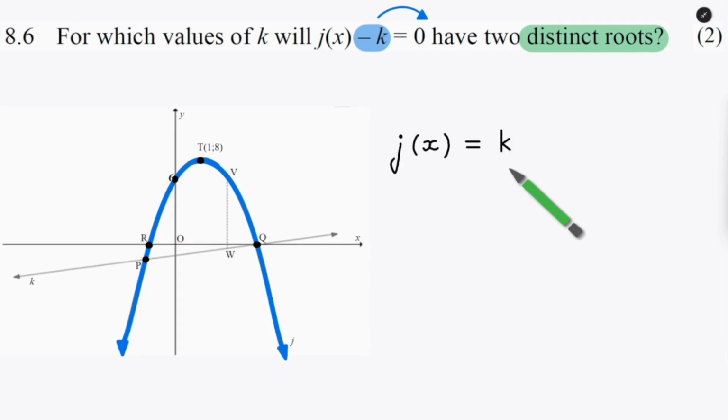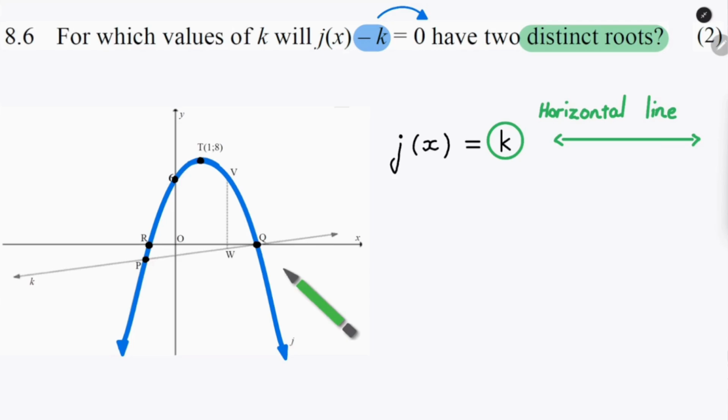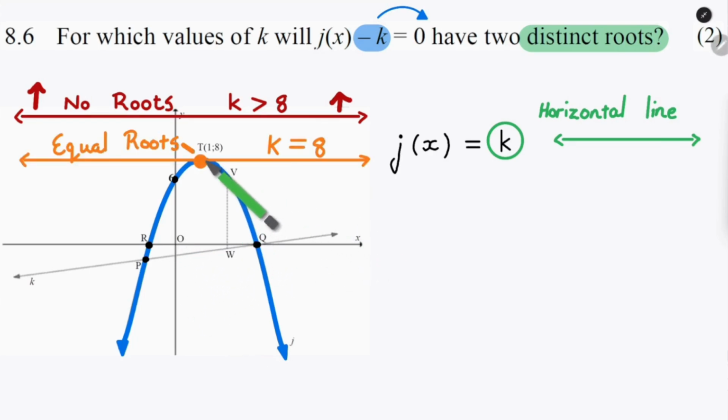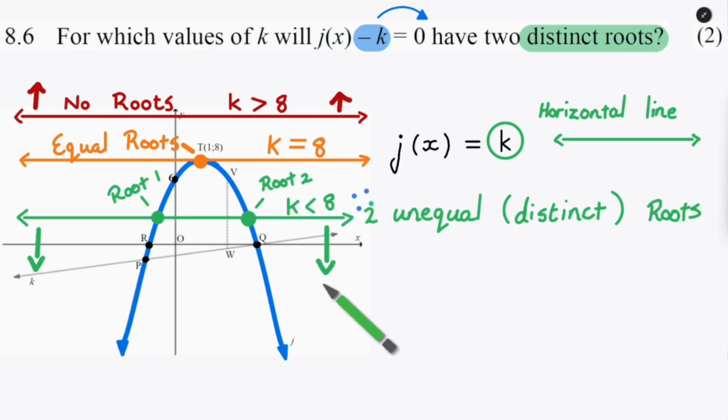Then what we have to do is kind of picture k to be a horizontal line. And I can place this horizontal line in 3 specific spots over here. So I can firstly place it anywhere above 8, and then it will not touch my parabola. And then I can place it exactly on 8, and then it touches my parabola once over here, and we regard that as equal roots. And the other place I can put it is below 8. And when I put this line below 8, I'm going to get 2 separate roots.